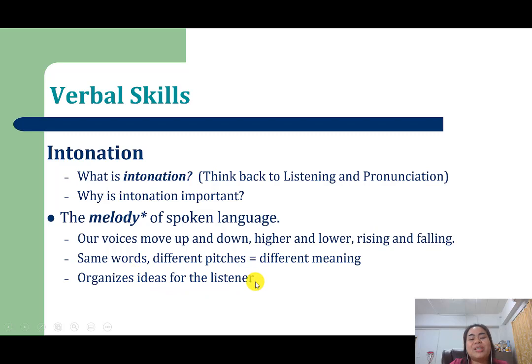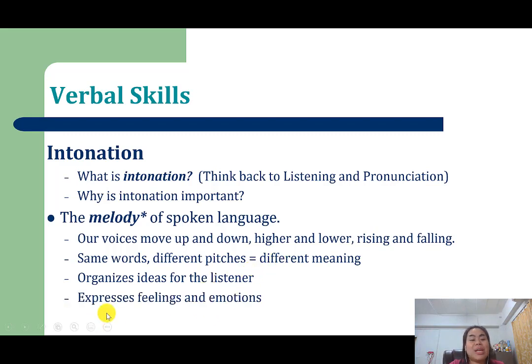Organize ideas for the listener too, okay? So, when I list things, okay? My most favorite cars in the world are Lamborghinis, Porsche, and Audi. See? When I list things, it's easier for me to just pause and use a high intonation in between the names of the things you list, so it's easier for the listener.